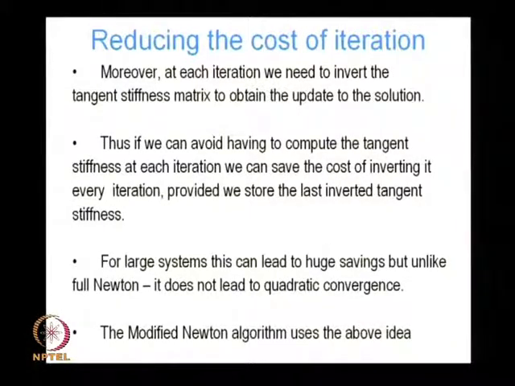For large systems, this can lead to huge savings, but unlike full Newton, it will not lead to quadratic convergence. Remember that we are only going to get quadratic convergence if we use the exact tangent, right.